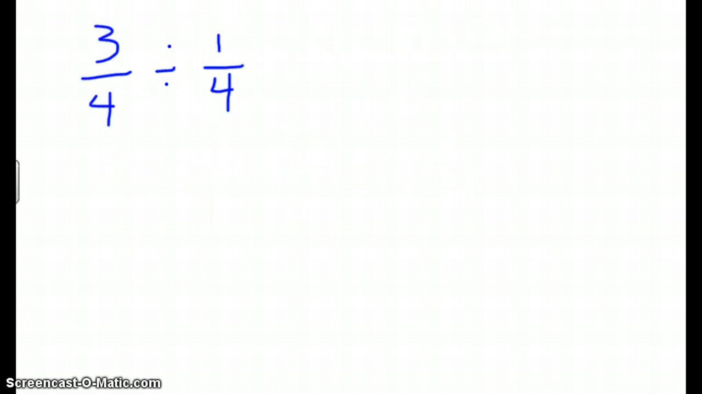Again, let's look at another easy problem. If I have 3/4 and I want to know how many 1/4 are in 3/4, well, clearly that's going to be 3. When we have the same denominator, I can just divide the numerators. 3 divided by 1 is 3.